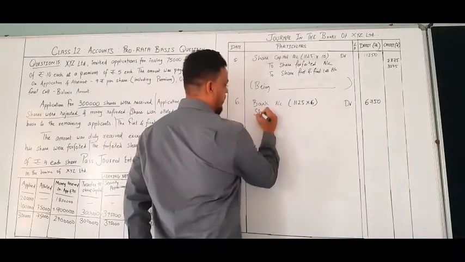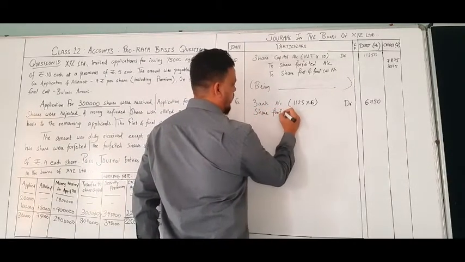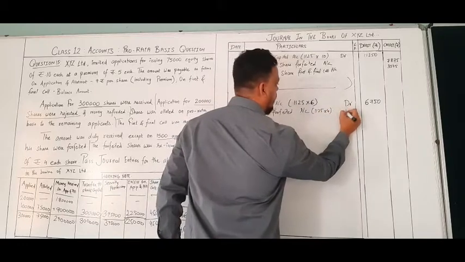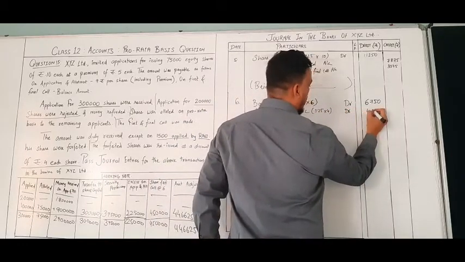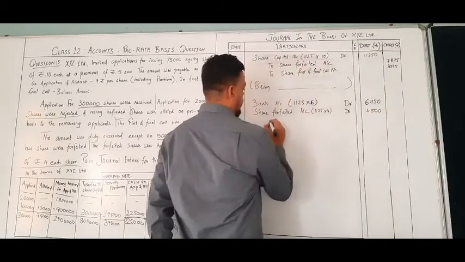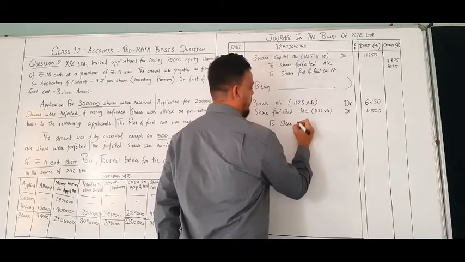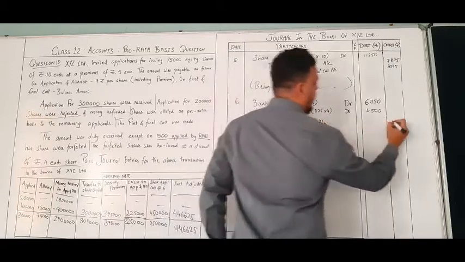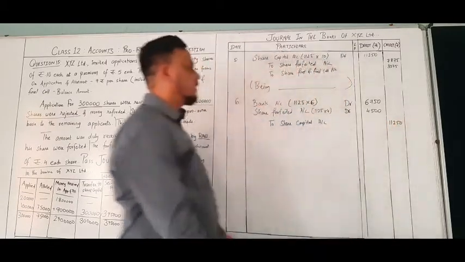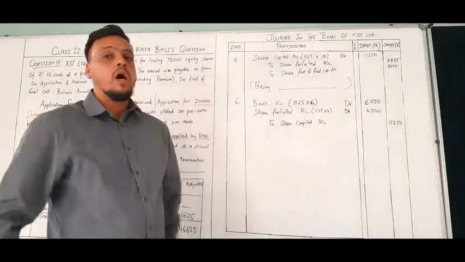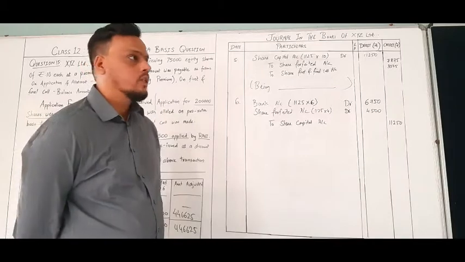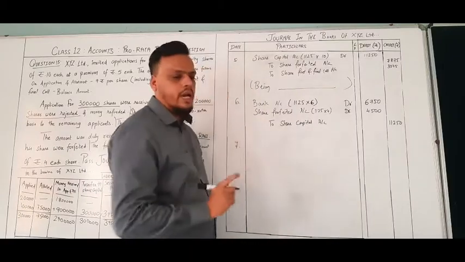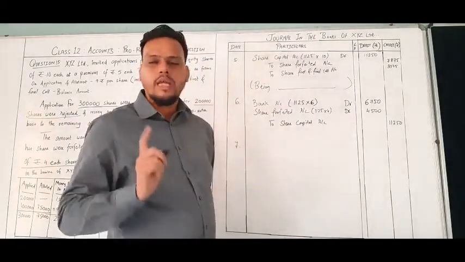So write share forfeited account 1125 multiplied by 4 debit is equal to 4,500 to share capital account 11250. This much entry has been done for reissue. After reissue, we have to make one more entry, which is a transfer to capital reserve. Entry number 7. Here we have to write as share forfeiture account debit to capital reserve account.